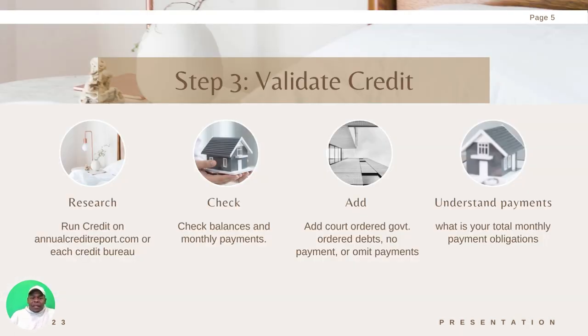step three is validating your credit. Now I suggest you running your credit on annualcreditreport.com or each credit bureau. And I suggest doing that maybe one or two times a year. Annualcreditreport.com, I believe, there's an unlimited amount of times now. But for each credit bureau, I think it's one time per year.